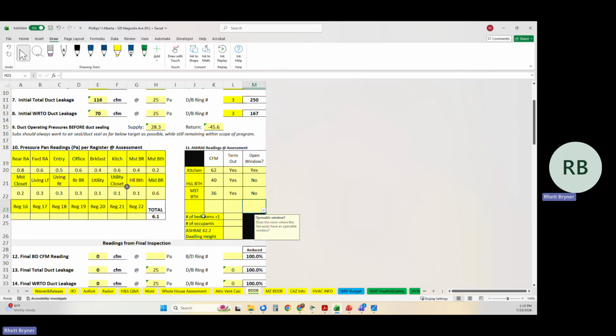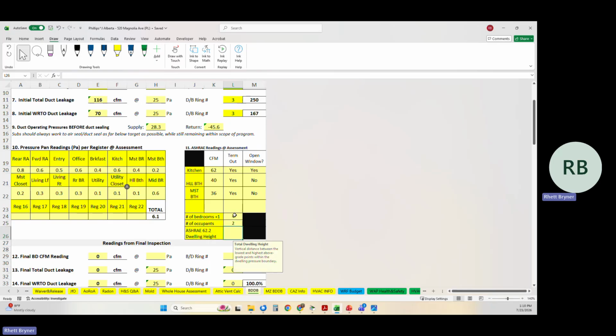Next part here, you see it says number of bedrooms plus 1. All right, very simple. How many bedrooms does the house have? And then add 1. In this case, it was a 3-bedroom house, so I'm going to put 4. Number of occupants, how many occupants were there? In this case, it was a 2. This is important for something later.